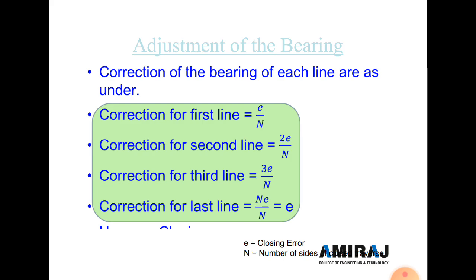Now the adjustment of the bearing, which is an important point. The correction of the bearing of each line is as follows. The correction for the first line is E divided by N, where E is the square root of the sum of latitude squared plus sum of departure squared, and N is the number of lines. The correction for the second line is 2E divided by N, for the third line 3E divided by N, and for the last line NE divided by N.